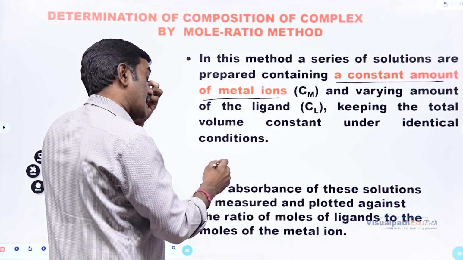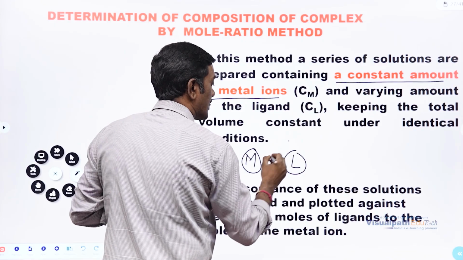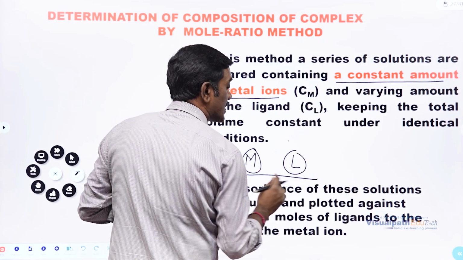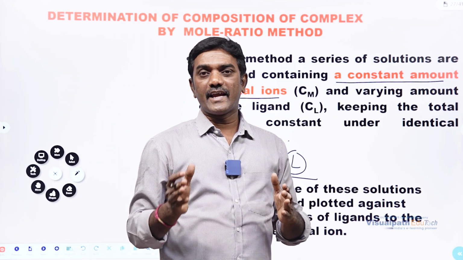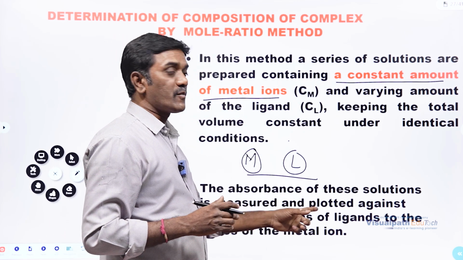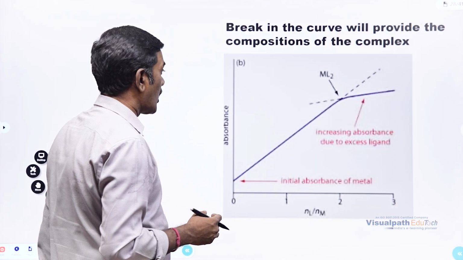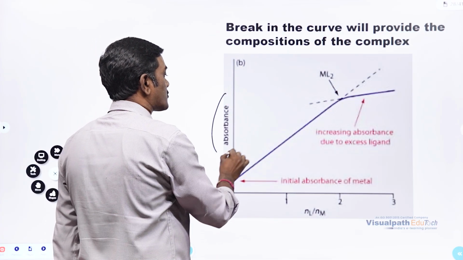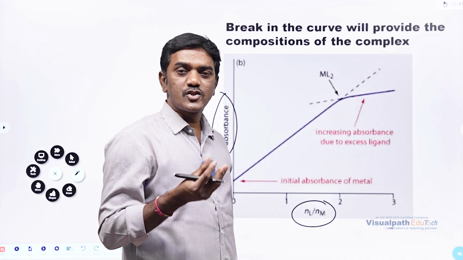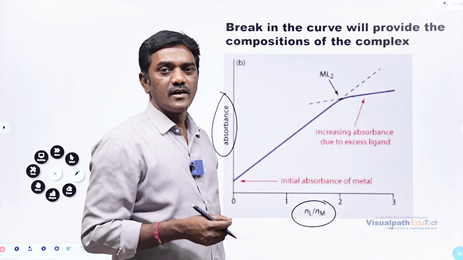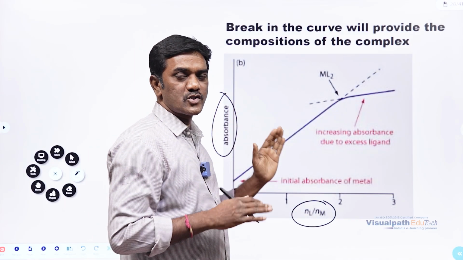Metal is constant and ligand is varying, but the overall conditions are maintained the same. The absorbance of these solutions is measured and plotted against the ratio of the moles of the ligand. So the graph is going to come in this way. If you take absorbance against NL by NM, the ratio of moles of ligand to moles of metal, this composition versus the absorbance gives us a graph.